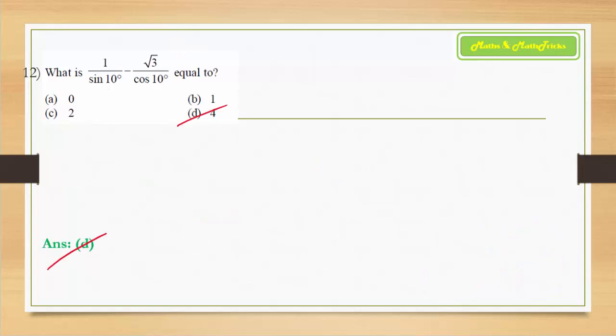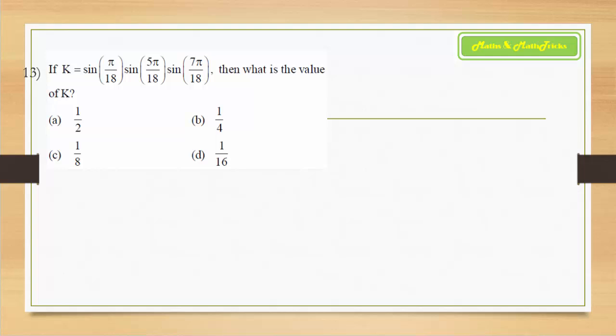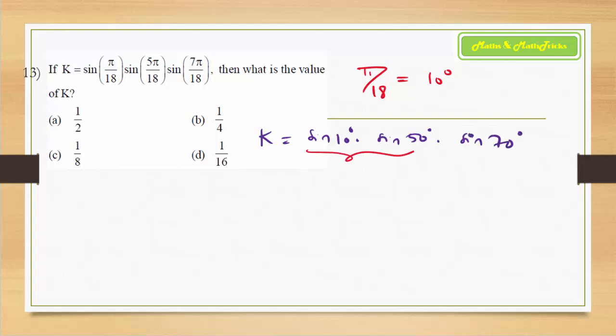Moving forward with the next question. Here you are asked the value of K, sine pi by 18 sine 5 pi by 18 into sine 7 pi by 18, where you can note that pi by 18 simply reduces to 10 degrees. So basically your question is about K equal to the product of sine 10, sine 50 and sine 70. No worries at all. You just take care of the formula there. Sine A into sine B: multiply and divide by 2, on both sides.